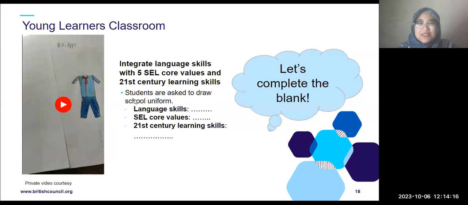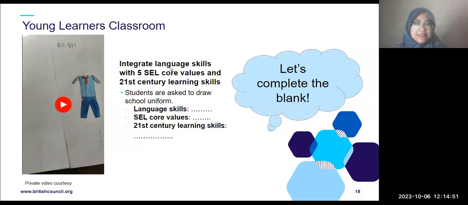What am I trying to refill here? Predict. What are the SEL core values? There are self-management, self-awareness, social awareness, relationship skills, or responsible decision making.